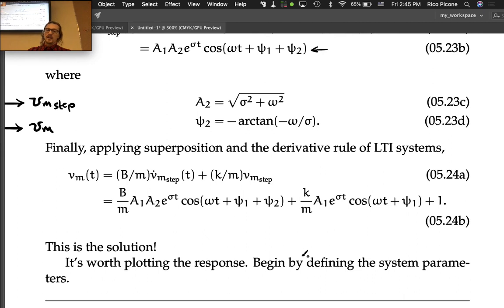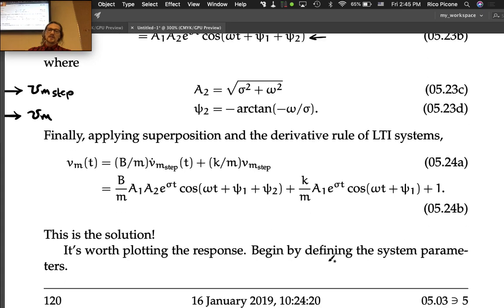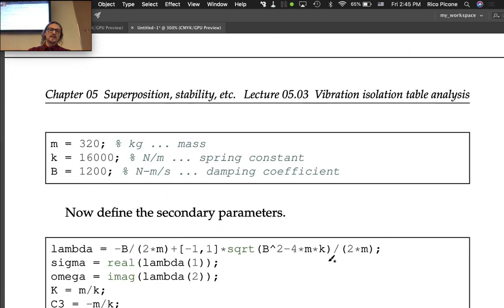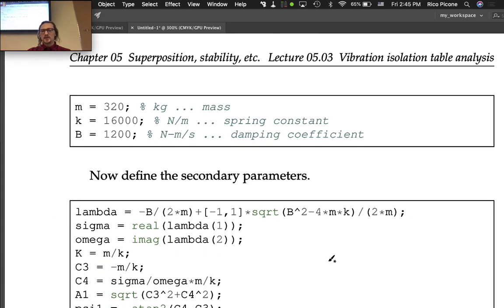And it's probably worth plotting this response. And so I did so, and I used MATLAB to do it. I think I'm going to use MATLAB almost exclusively in this class. I might use a little bit of Mathematica, but this is the MATLAB code.